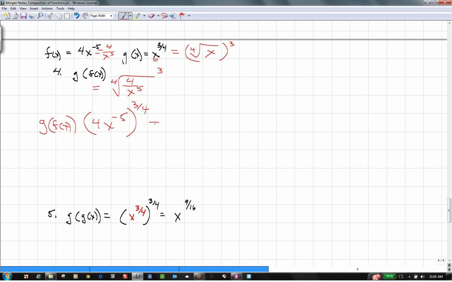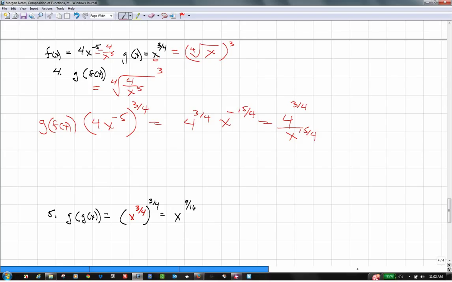Okay, so let's go ahead and work that out. That's going to be distributing in the 3/4. It'd be 4 to the 3/4. And then if I take the x to the -5, I would get x to the -15/4, which I could also think of as 4 to the 3/4 all over x to the 15/4. Okay, and that would be the composition of those two. That would be my equation.